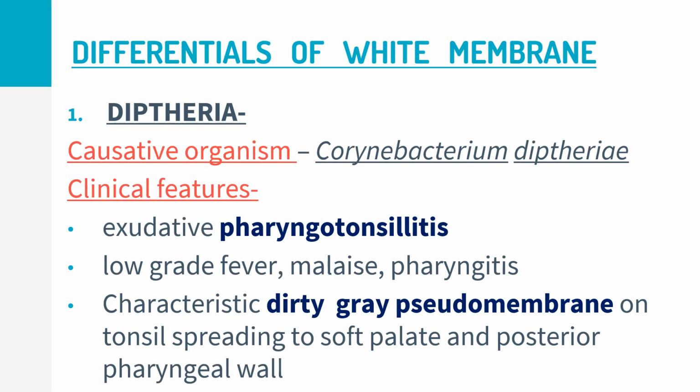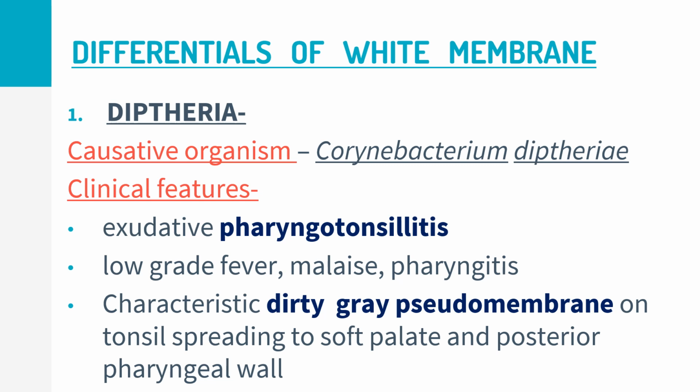Hello everybody. So in this video we'll be discussing the differentials of a white membrane which is seen over the tonsil. Commonly it is seen in acute tonsillitis, and a white membrane over the tonsil with redness all around it is an important sign of acute tonsillitis. But this membrane can be found in numerous other conditions also, and we'll be discussing it one by one.